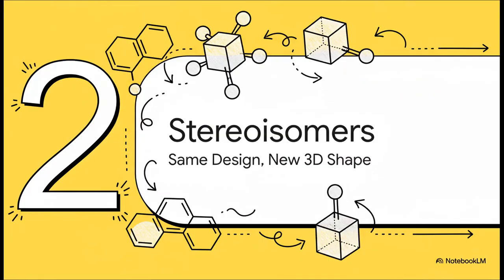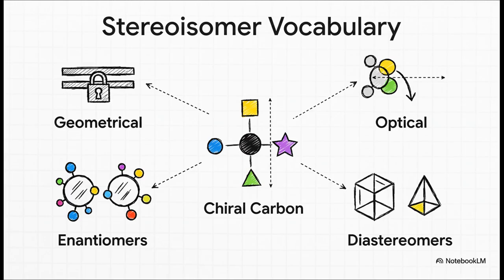Okay, so that was structural. Pretty straightforward, right? Now for the second category, and honestly, the one that's a bit more challenging, stereoisomers. Here, the connections are locked in. It's all about the 3D geometry. This slide is your essential vocabulary list for surviving 3D chemistry.